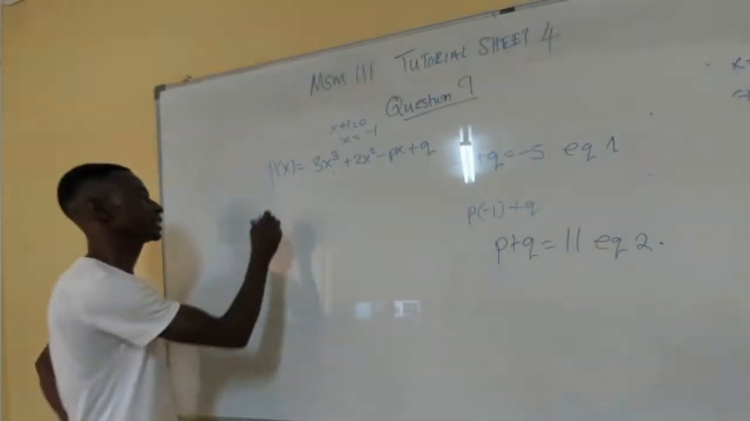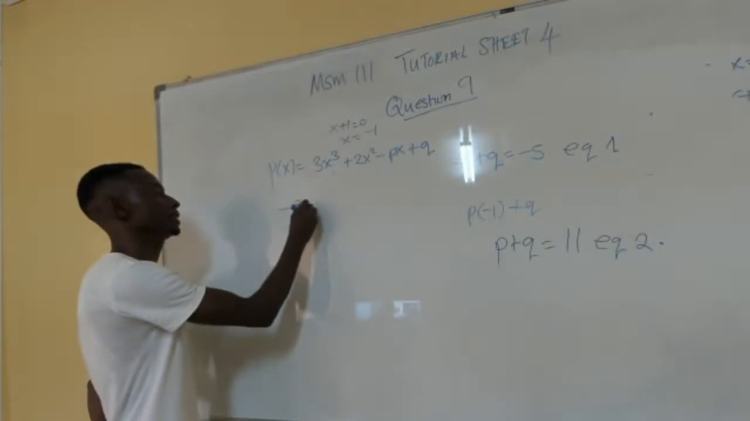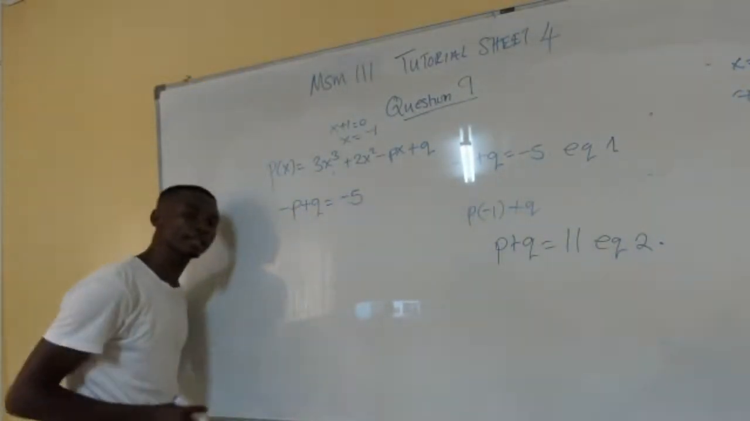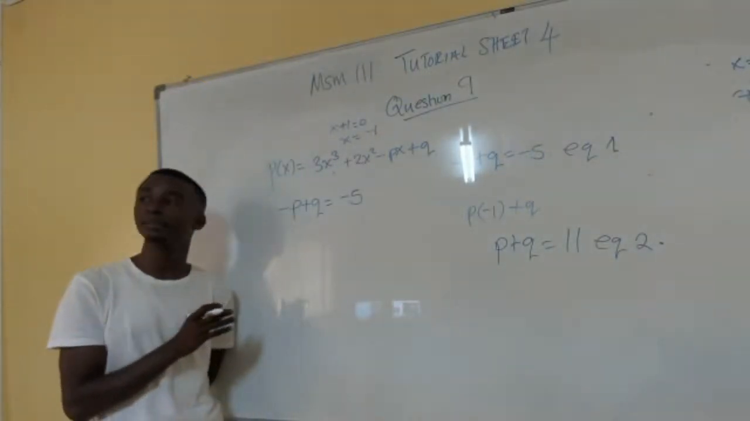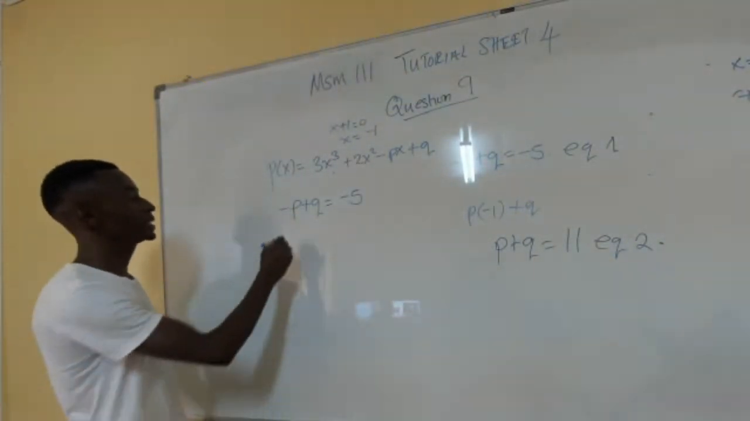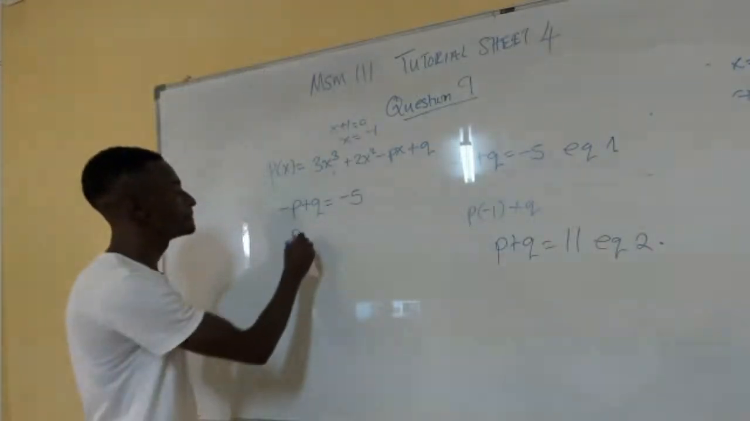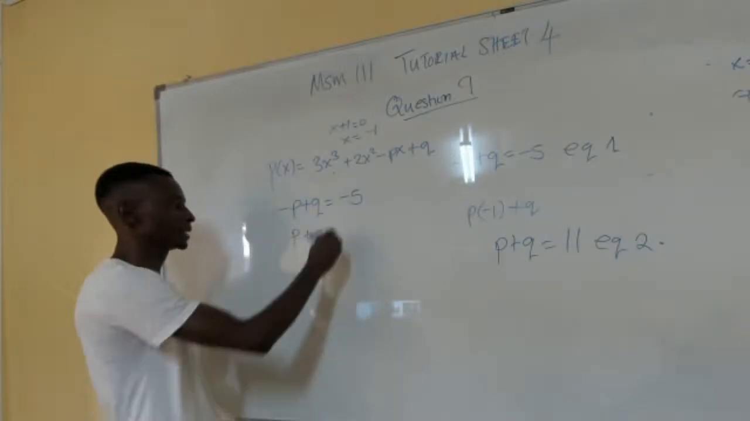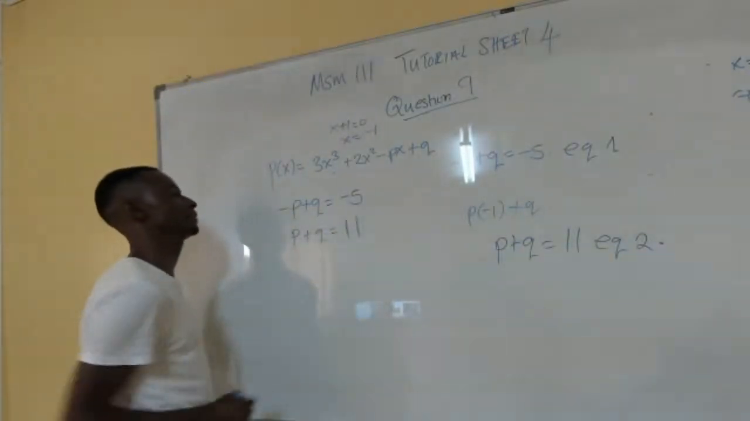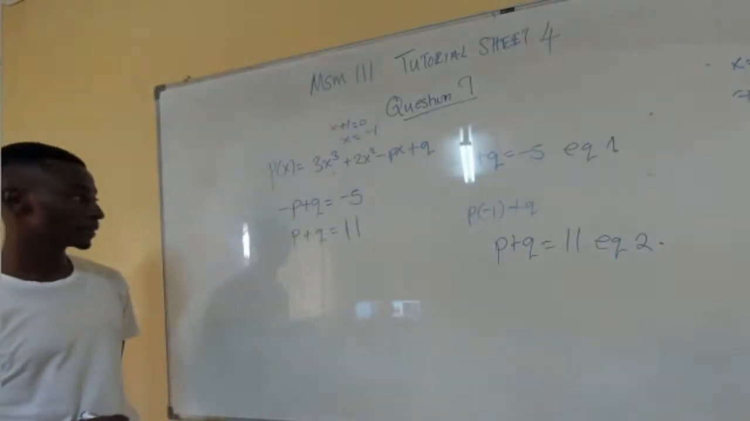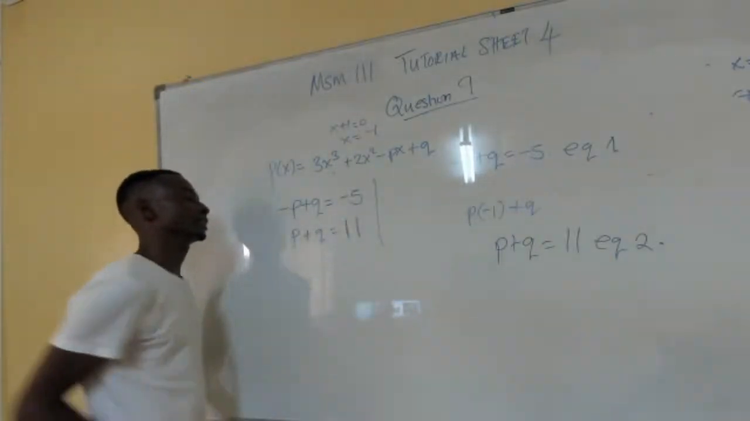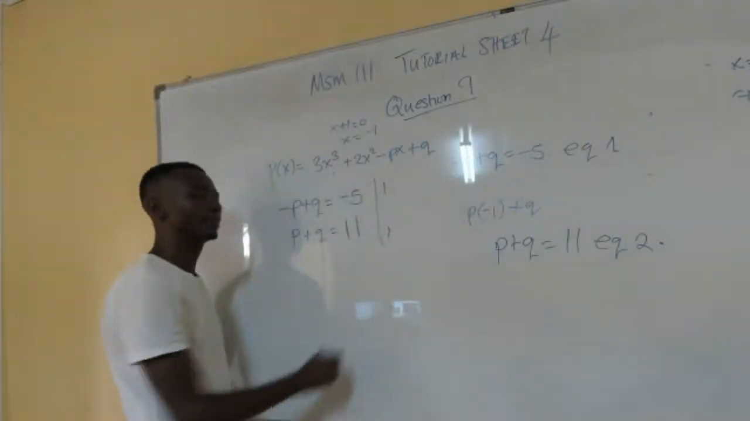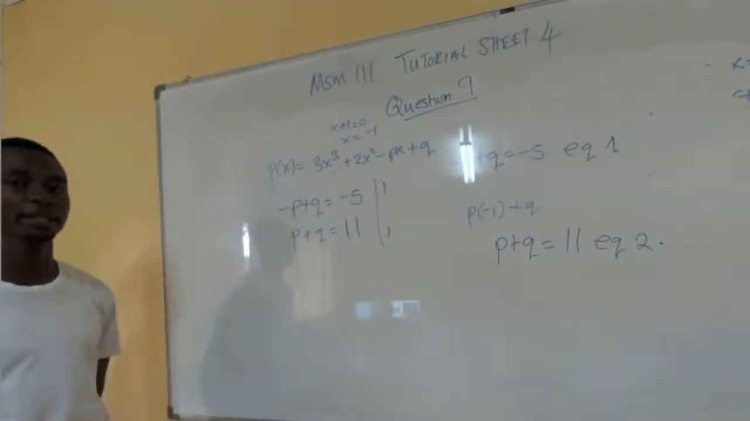Solving this question simultaneously, our first equation is negative P plus Q equal to negative 5. Our second equation is P plus Q equal to 11. Not negative 11, but 11. So now from there, let's solve for P and Q simultaneously. I think you know the method I'm using here.